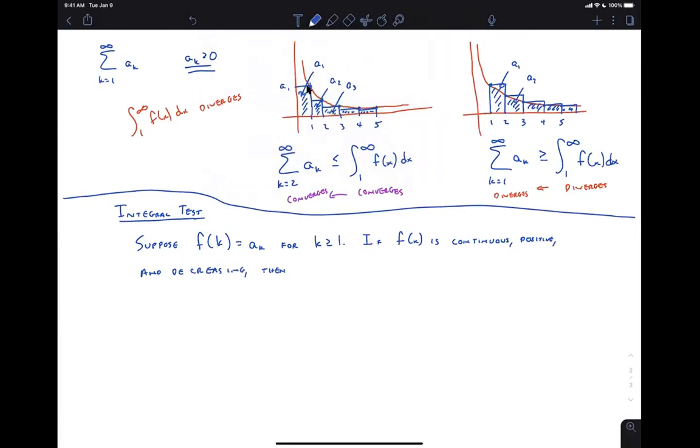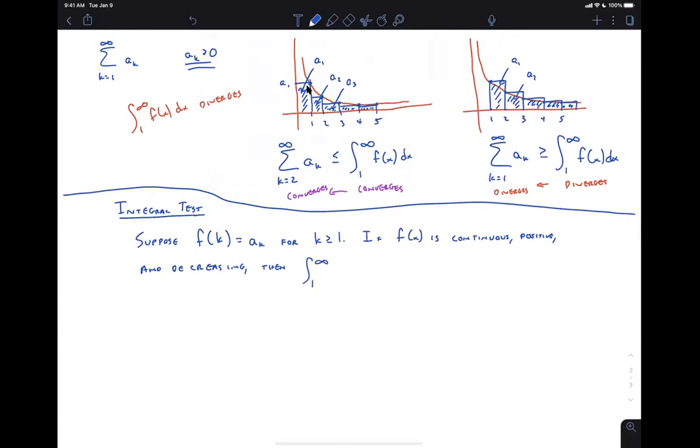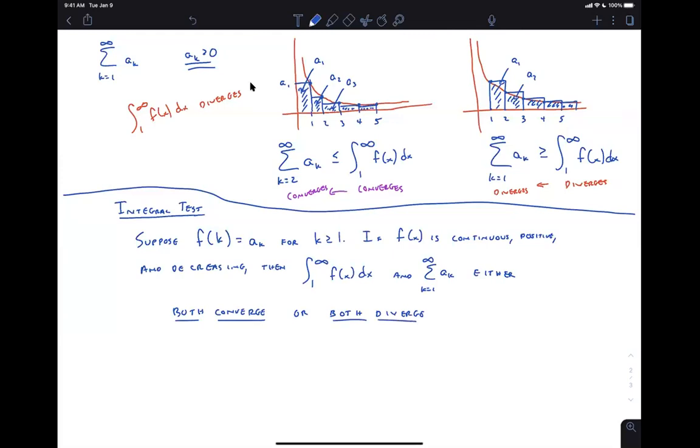Then the integral from 1 to infinity of f of x dx and the sum k equals 1 to infinity of a_k either both converge or both diverge. Does that make sense to everybody? Any questions on that?